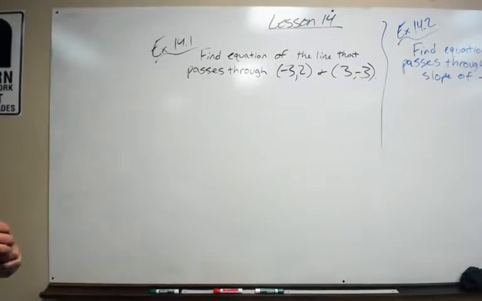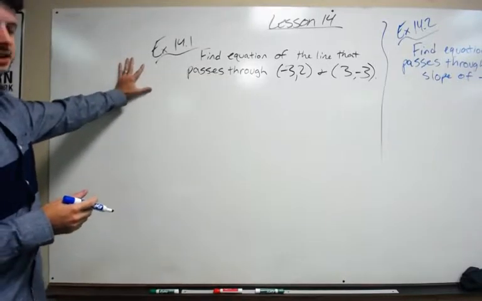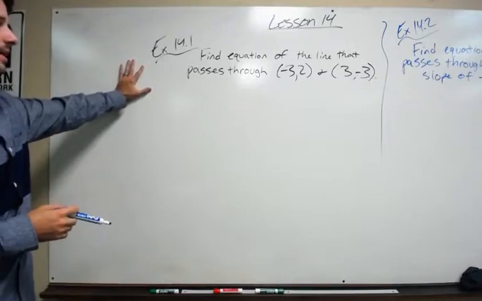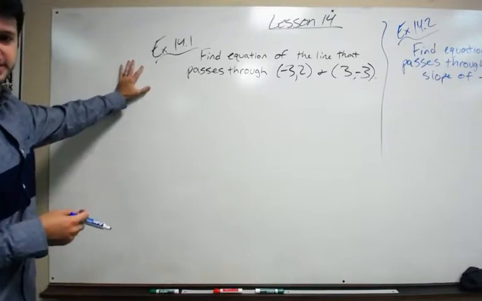Let's look at lesson 14, looking at the equation of a line through 2 points and a line with a given slope. Example 14.1 says find the equation of the line that passes through those two coordinates.